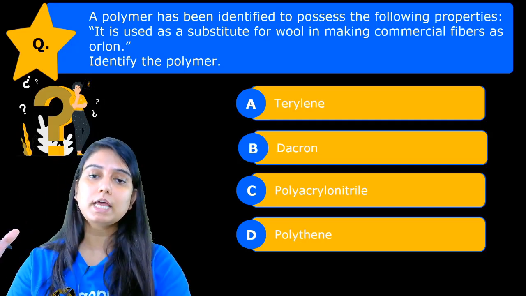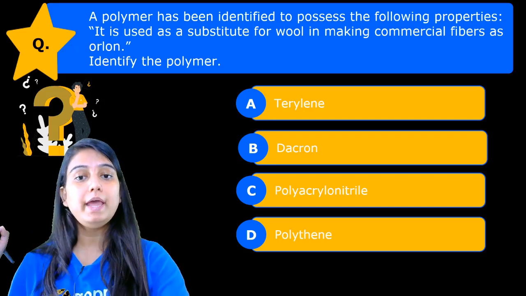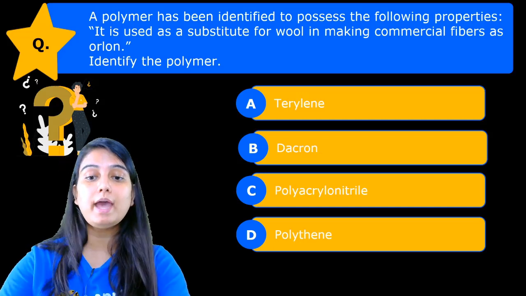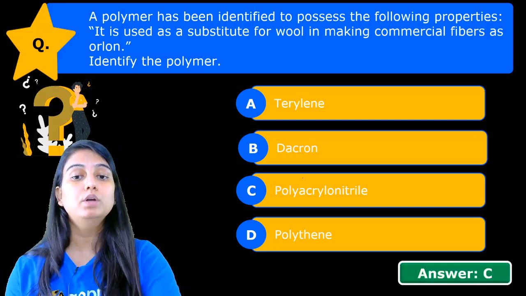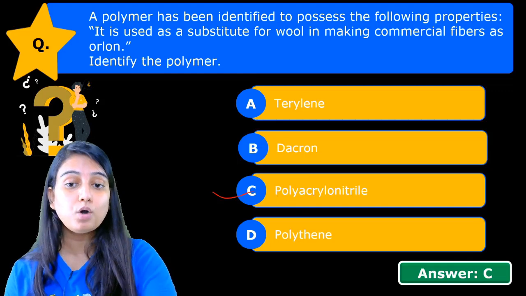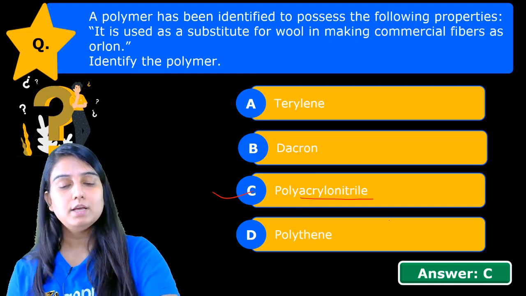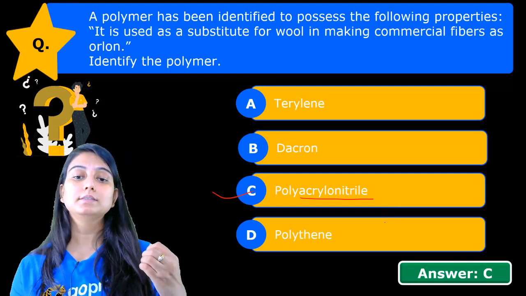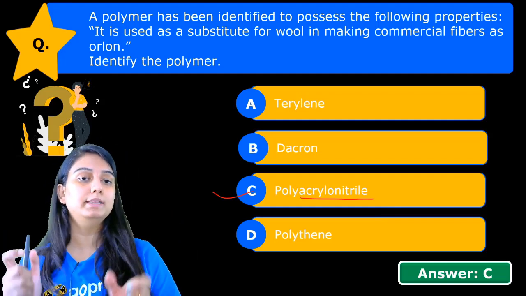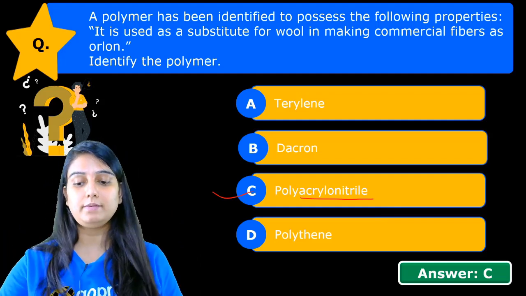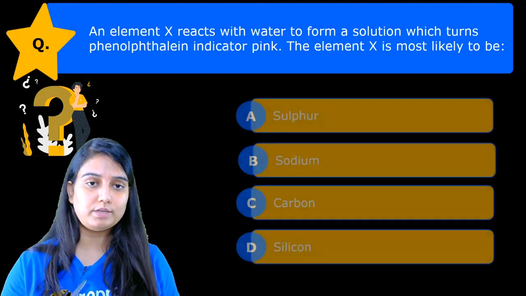When you add many single monomer units together, then we have polyacrylonitrile, that is the polymer of acrylonitrile, so we call it polyacrylonitrile. This option is the correct answer. Now move to the next question.